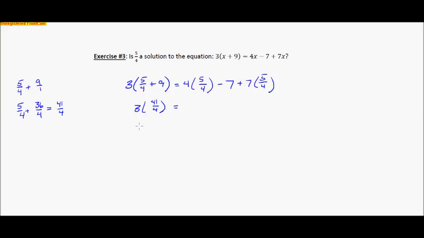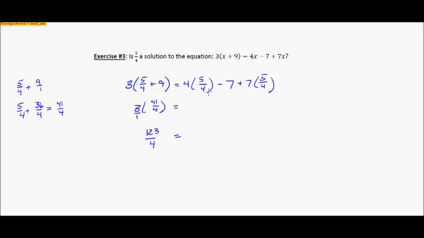And let's just finish the left side before we go any further. When I multiply a number times a fraction, I really just turn that regular number into a fraction. So what is 3 times 41? That's going to be 123 over 4. So I want to see if this right side is going to become 123 over 4.